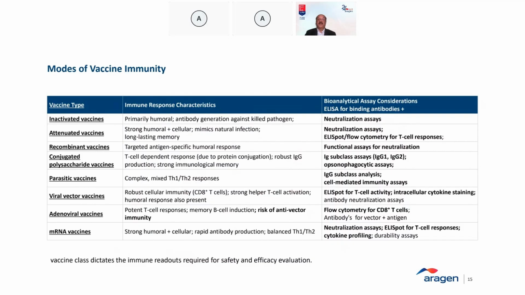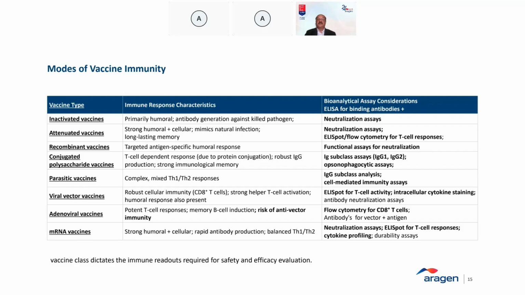For attenuated vaccines, in addition to humoral response, you also get cellular response. So we conduct ELISpot or flow cytometric based assays for T cell responses. Recombinant vaccines usually give specific humoral response, and here functional assays for neutralization are critical. Conjugated polysaccharide vaccines show T cell dependent responses along with a robust IgG response. So here, along with subclass assays for IgG1, IgG2, one has to do functional assays like opsonophagocytic assays or serum bactericidal assays.